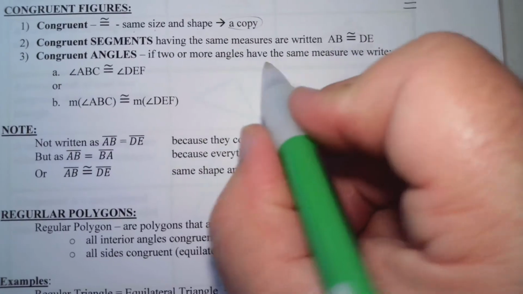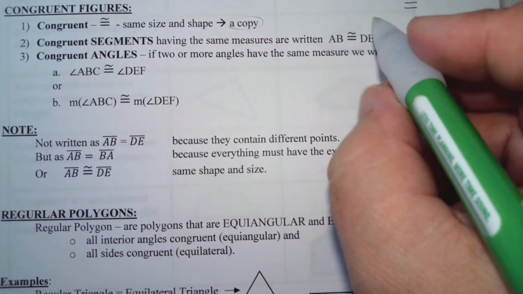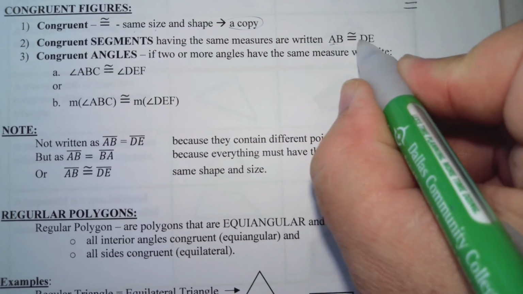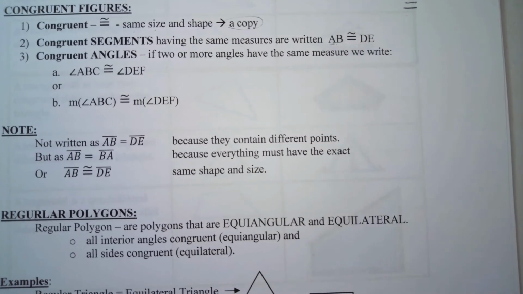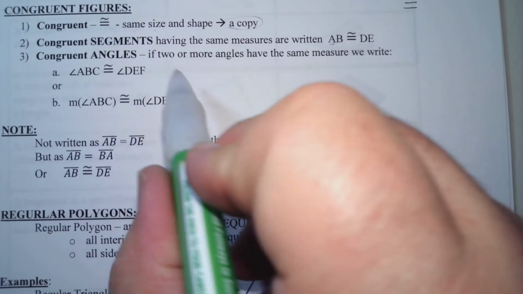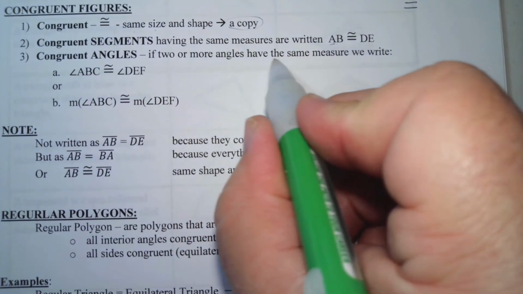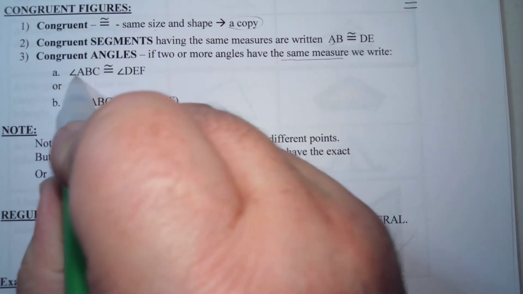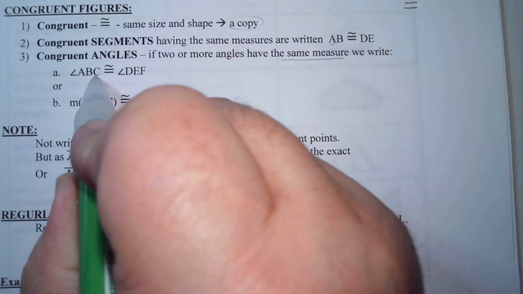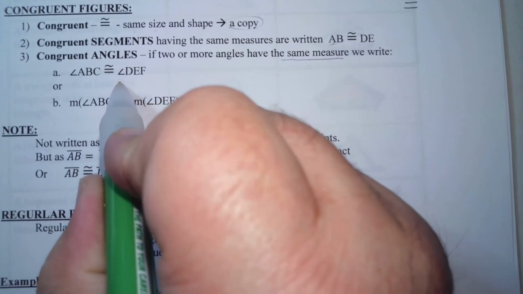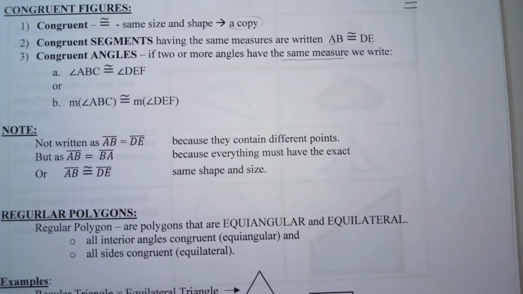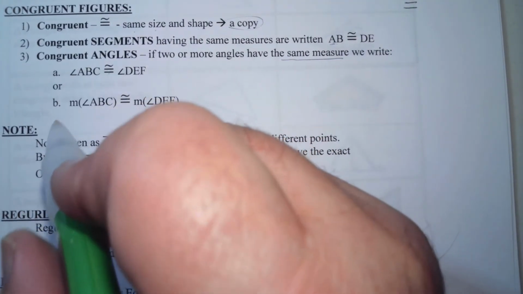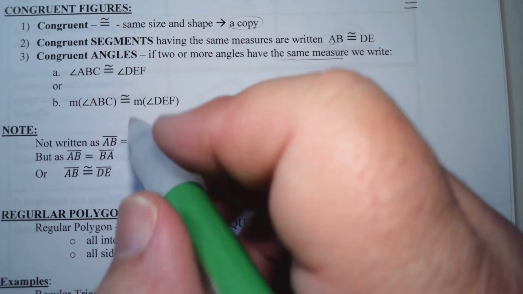If you're looking at two segments and they're exactly the same, then we write the segment names with that congruent symbol. Congruent angles: if two or more angles have the same measure, then we write angle ABC is congruent to angle DEF. That means they have the same angles, the same side lengths, everything. All the measures are the same.